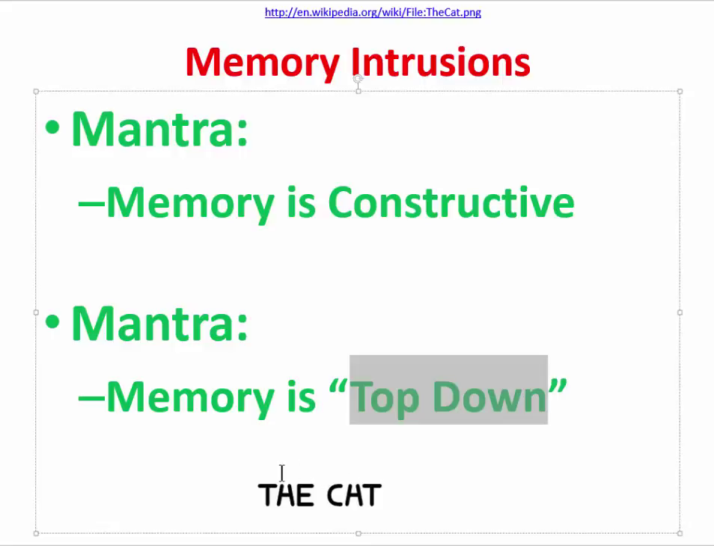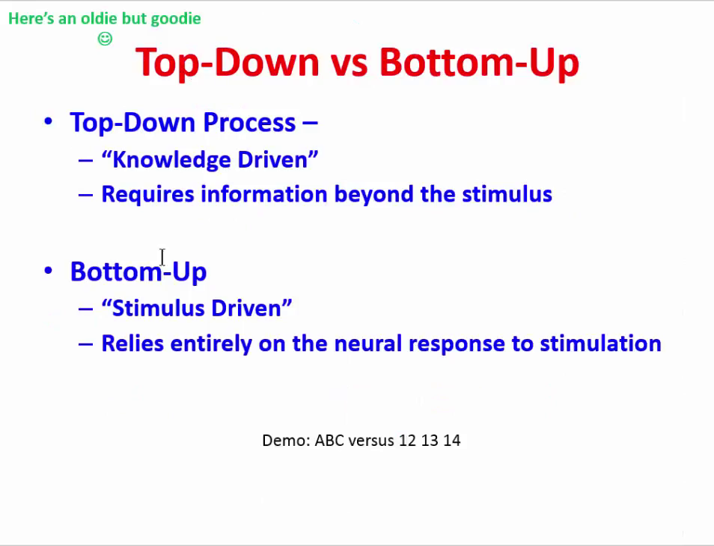And we're able to see this as an H and this as an A because we have knowledge that goes beyond the stimulus factors associated with this particular symbol. So here's an oldie but goodie. Let's remind ourselves of a slide we've seen before. And this is our top-down versus bottom-up slide.